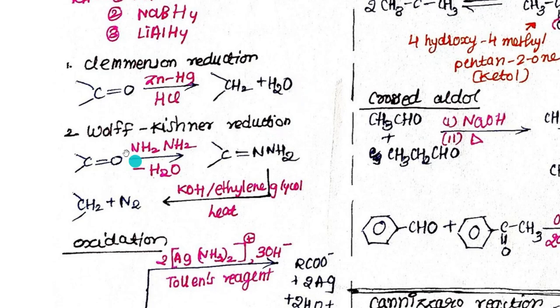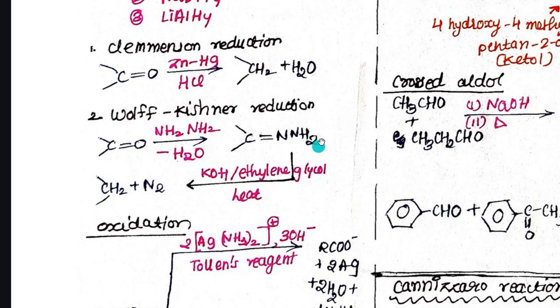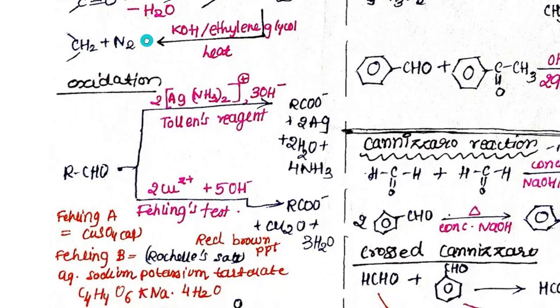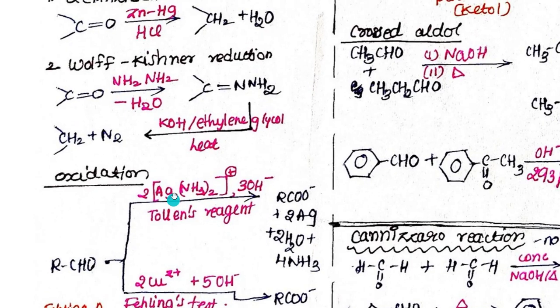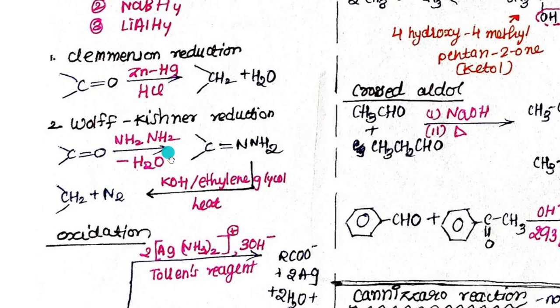Wolff-Kishner reduction, again the same thing, C double bond O, only the change is NH2NH2 and a removal of water. It will give us C double bond N-NH2, hydrazone. Then this, on reaction with KOH and ethylene glycol in presence of heat, will give us CH2 plus N2. So the products of Wolff-Kishner and Clemmensen are both the same. Only Wolff-Kishner is quite lengthy, with two steps. Clemmensen is just one step.